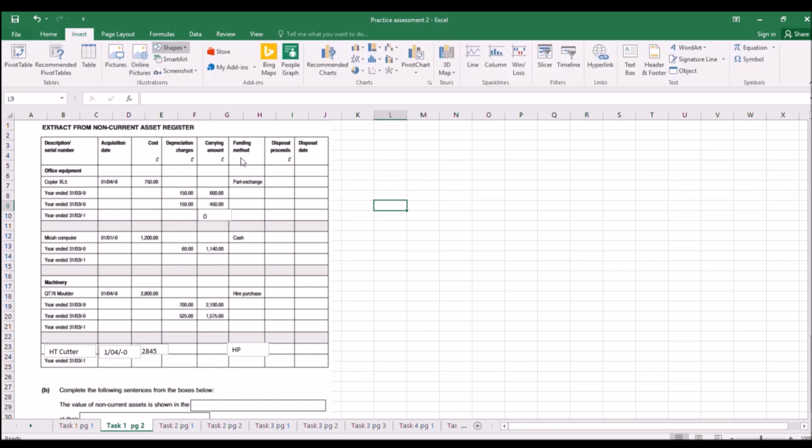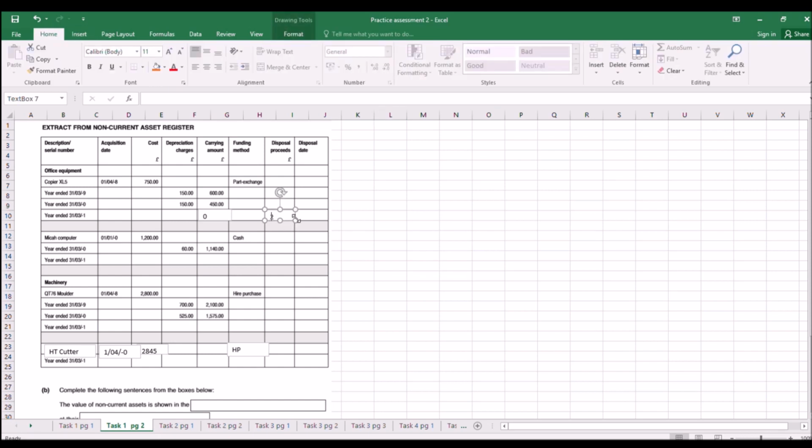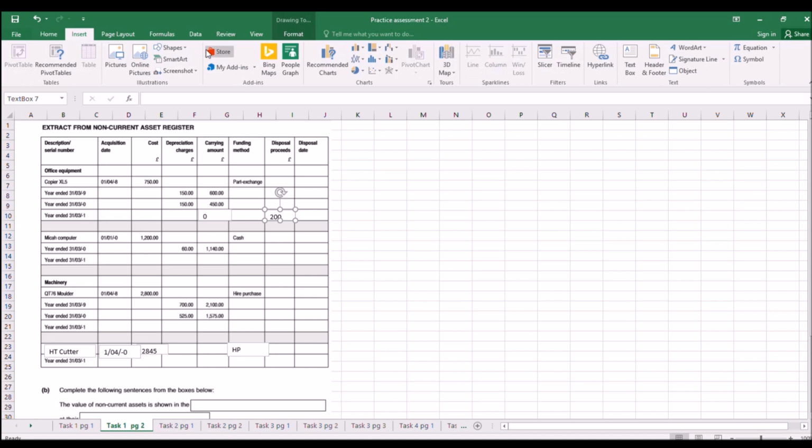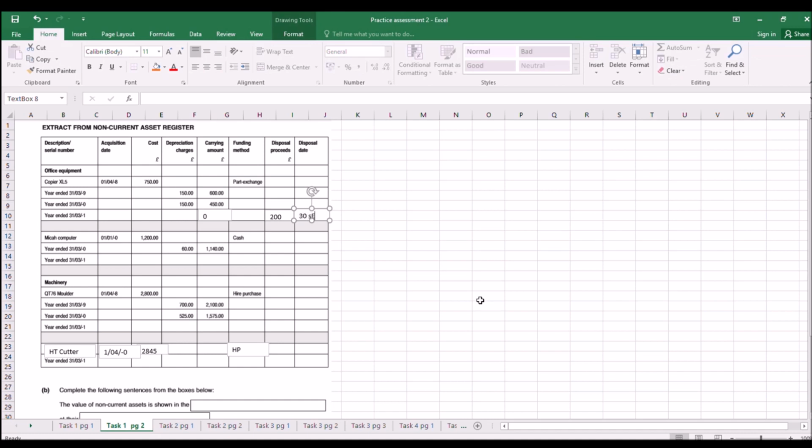So we can put the disposal proceeds in nicely here, 200, and we've got a disposal date as well. Where's our disposal date? 30th of September 2000. So our disposal date going into here, 30th of September, whatever it is that they decide to do. Okay, so anyway, we've got our dates in. They would have been drop down boxes anyway available to us, however it's going to go in.